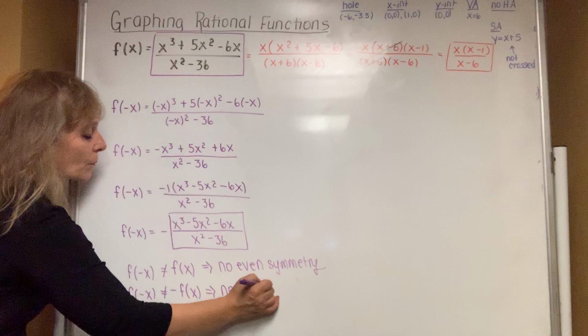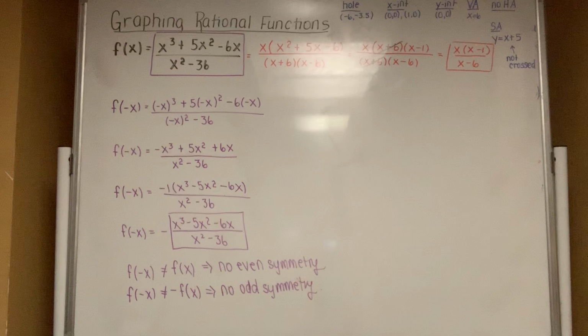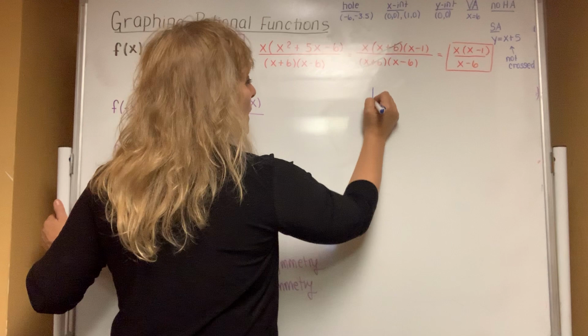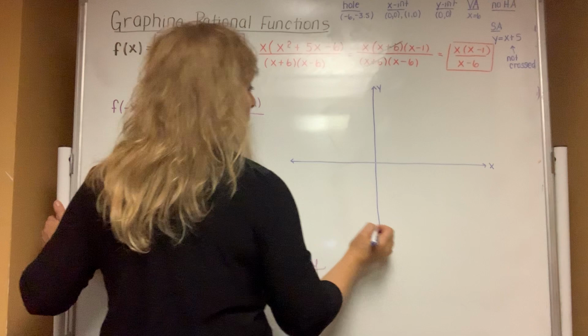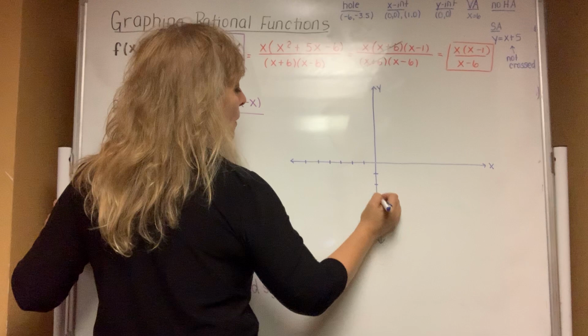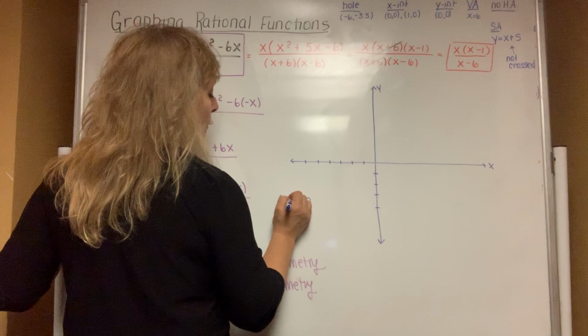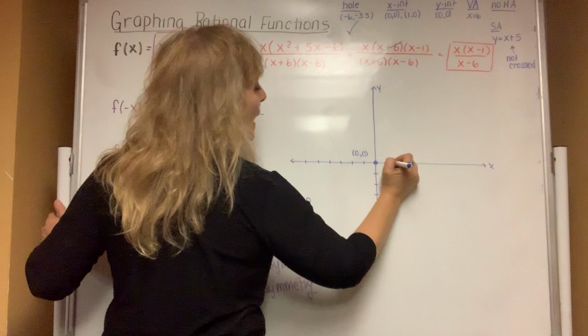So now it is up to me to draw a sketch of this graph and then go through what is the domain and what is the range. So when you are ready, please draw yourself a coordinate grid. Label the x-axis and label the y-axis. And let's go through the information. There is a hole in the graph at negative 6, negative 3.5. There is an x-intercept at the origin, but there's also an x-intercept at 1, 0.